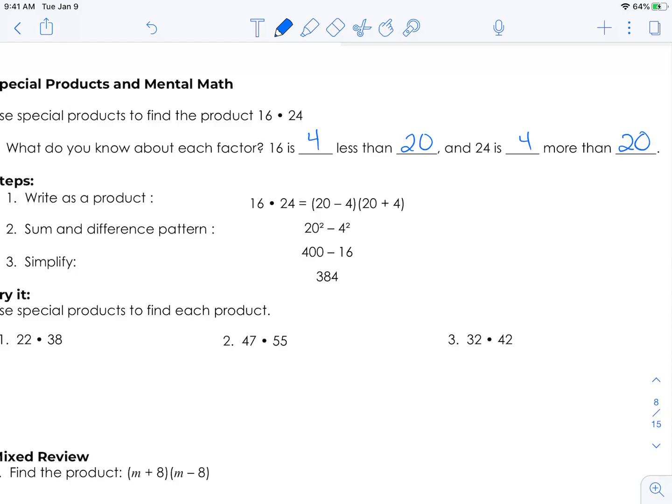So rather than 16 times 20, you can write it out this way. And you're like, why on earth would I do that? Because for many of you, this is easier to do in your brain. You know 20 times 20 is 400. You know 4 times 4 is 16. So most of you can more quickly subtract 16 from 400 than you can multiply 16 by 24. So all that's happening here is you're using numbers instead of variables, and that's it.